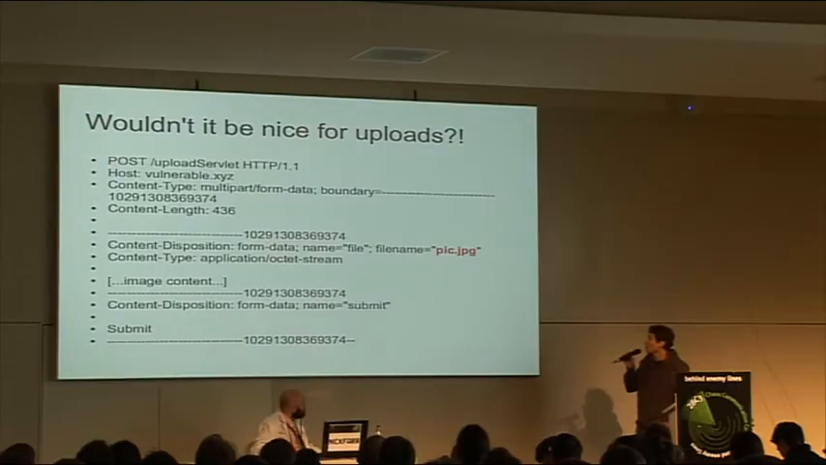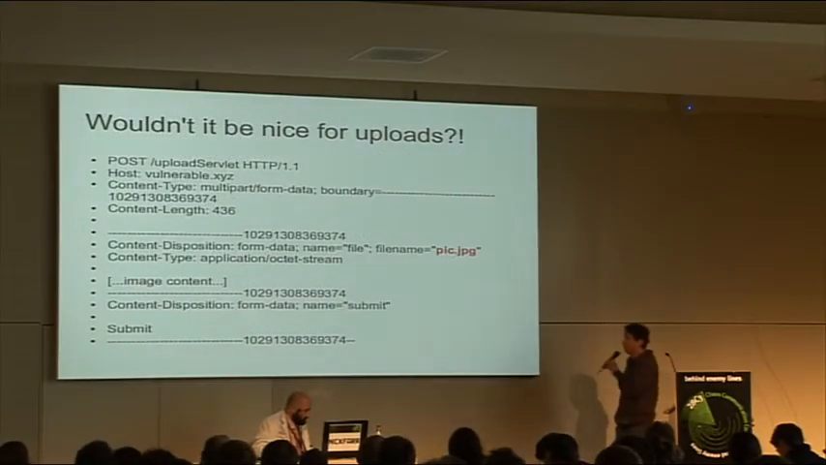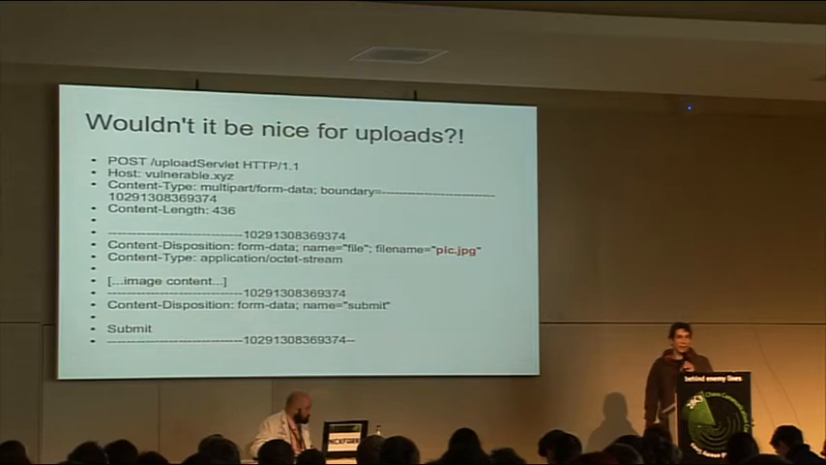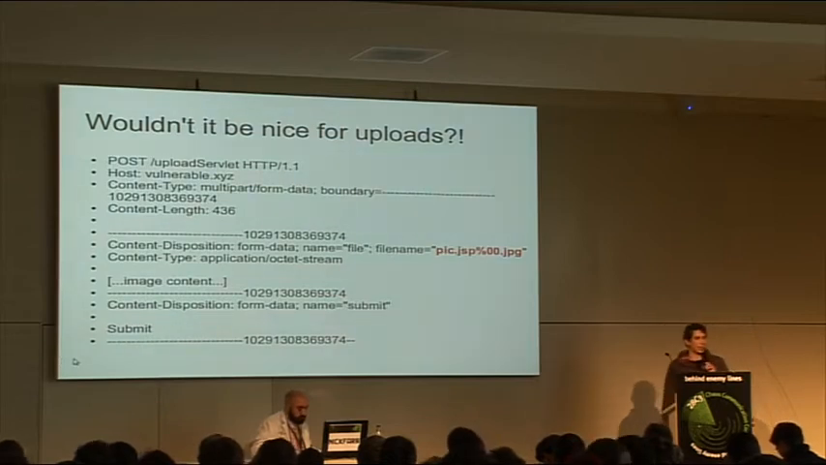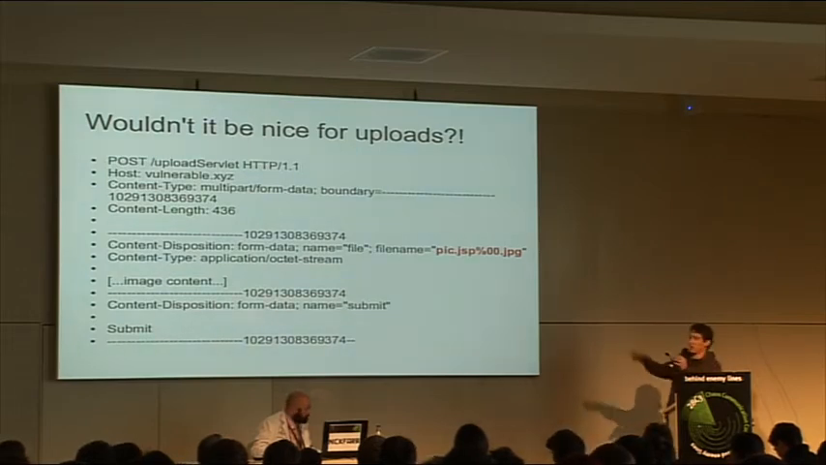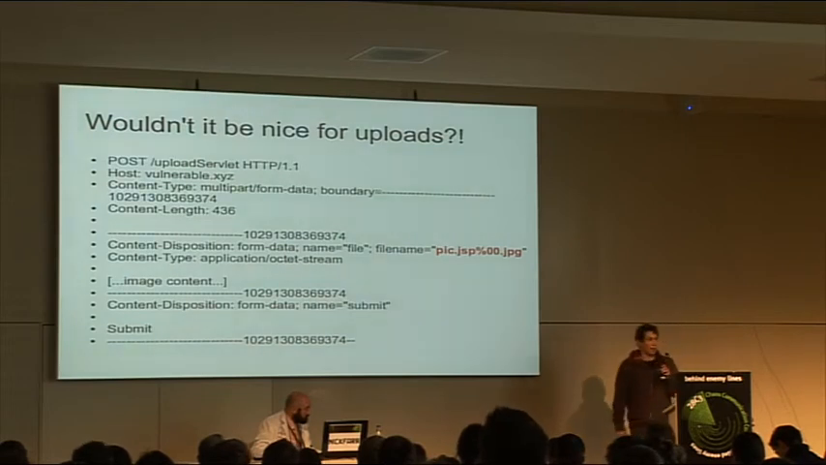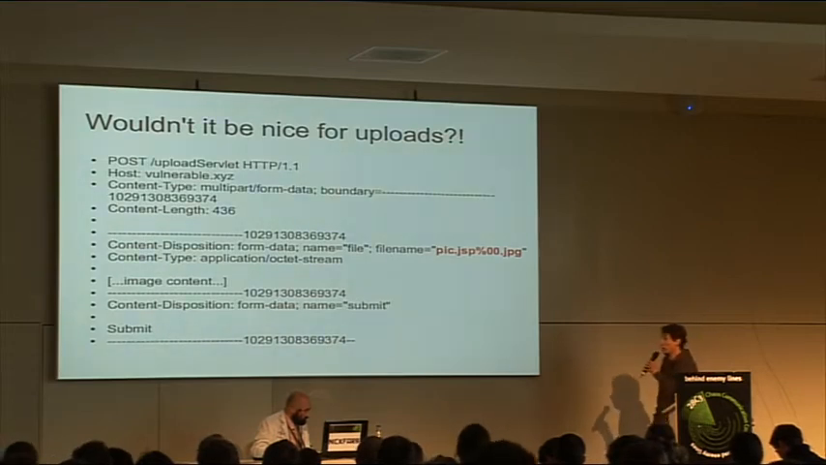So wouldn't it be nice to have something like that for uploads as well? This is a regular upload request as your browser sends it when you upload a file. As you can see, the file name is sent in a content disposition header in the segment for the uploaded file, and that header has an attribute called filename, which just carries the name of the file. The naive approach would be to use, as in the URL, a %00 to indicate the null byte. However, that doesn't work, because the file name in there isn't URL encoded. So that %00 will never be decoded, and you will end up with a file named pic.jsp%00.jpg, which doesn't get you anywhere, because you want the extension of the file to be JSP to execute code, and not .jpeg.